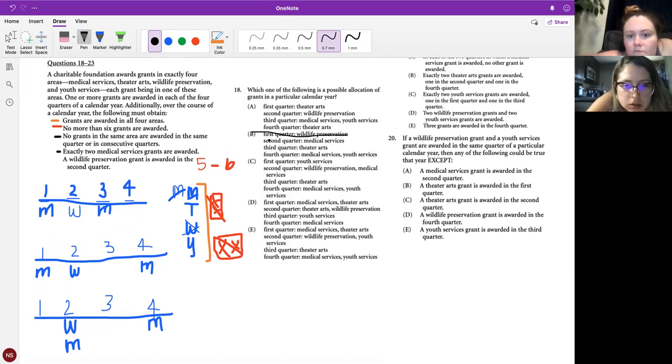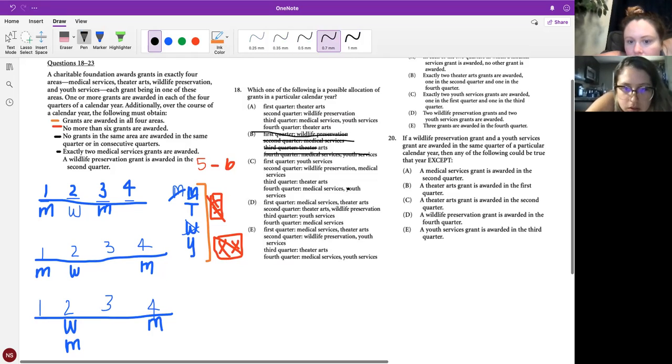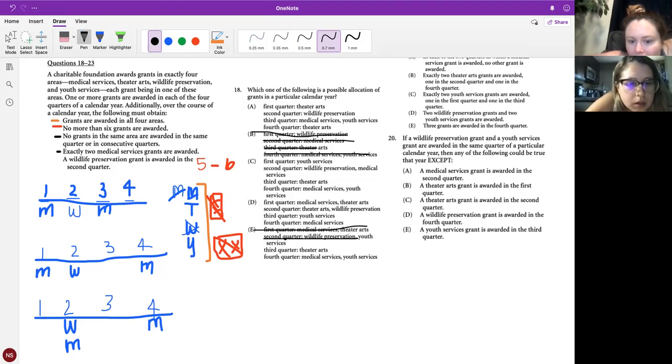Okay. No more than 6 grants are awarded. 1, 2, 3, 4, 5. 1, 2, 3, 4, 5, 6. 1, 2, 3, 4, 5, 6, 7. Okay, E violates the second rule. You need to have grants in all 4 areas. So 1, 2, 3, 4. Okay, there's nothing wrong there.